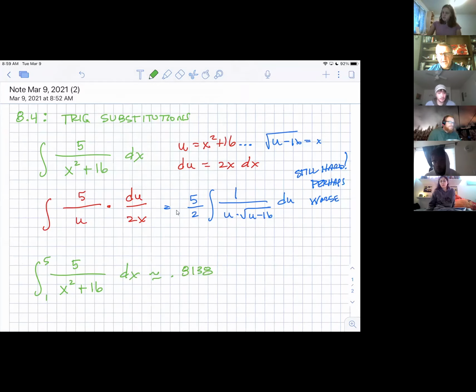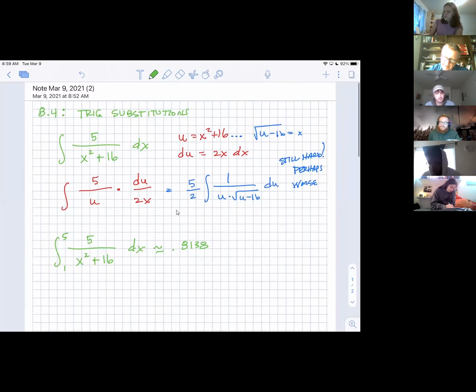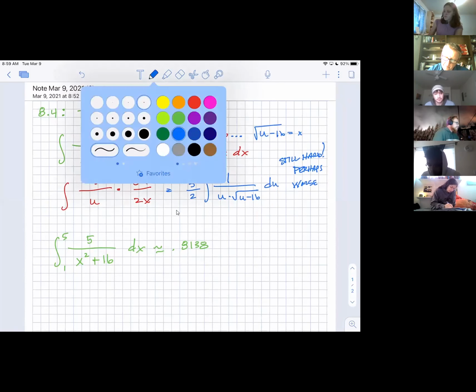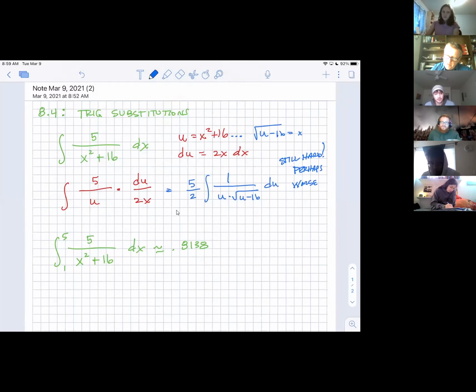And what I want to do is just check and see if the blue one is the same thing. Do you understand that? And to make it a little bit easier to type in, I'm going to write it. I don't really want that 5/2 outside, so I'm actually going to put it inside. So it's 5 over 2u square root of u minus 16 du. What's wrong with that picture?